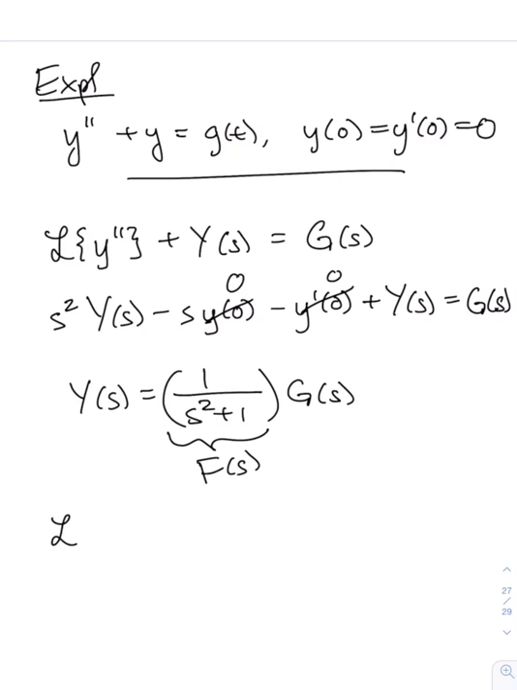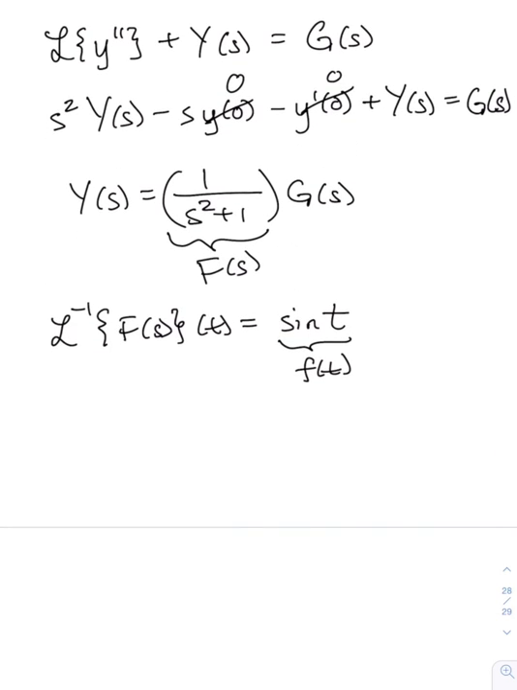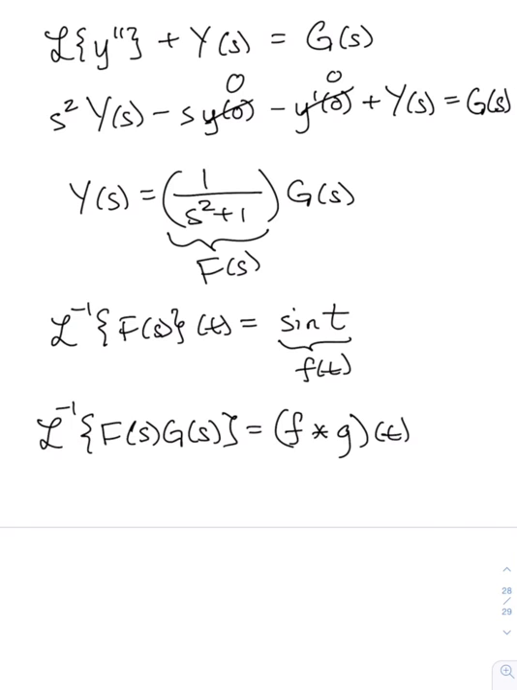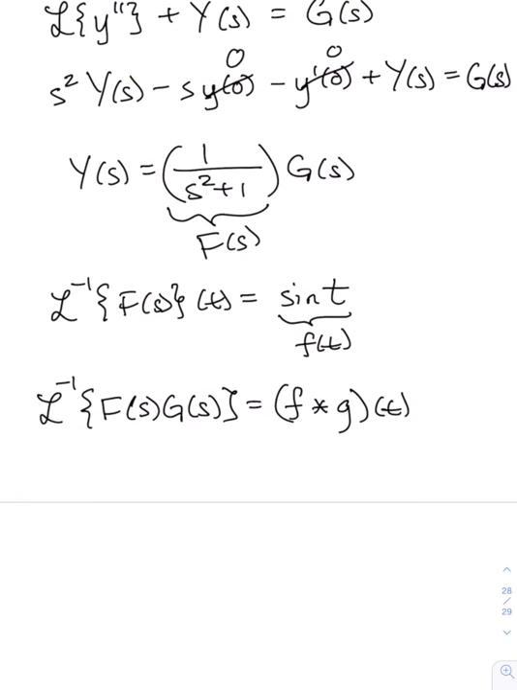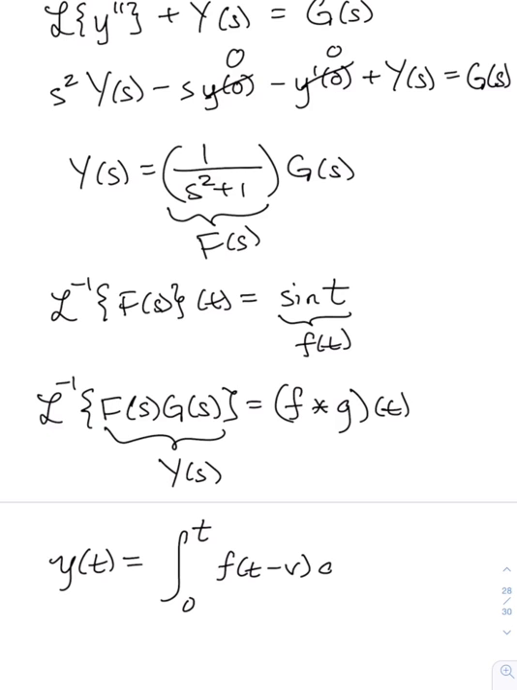And we can get just straight off of our table that the inverse Laplace transform of capital F is sine of t. So I can call sine of t, that's my little f. Now my rule that we just found says that L inverse of capital F times capital G is equal to the convolution of little f and little g. And of course that's L inverse of capital Y. So my solution, y of t, is the convolution of f and g, which I can write, according to the definition, as the integral from 0 to t of f of t minus v times g of v dv.